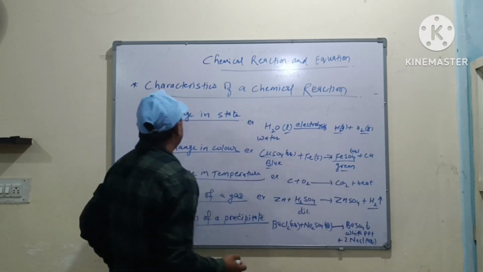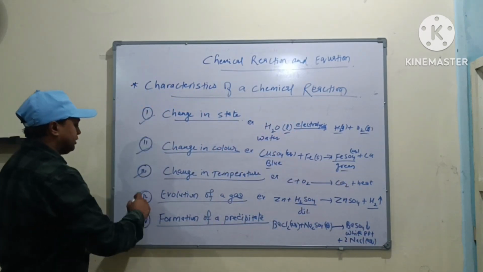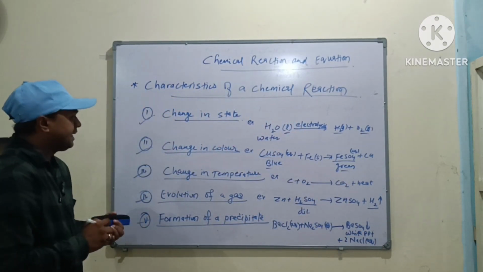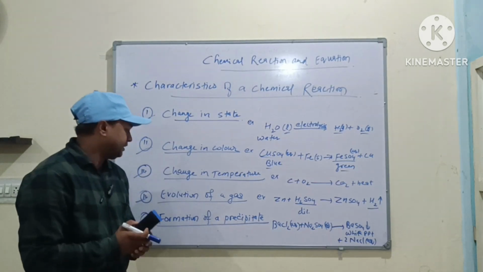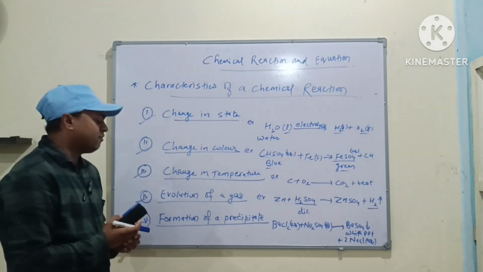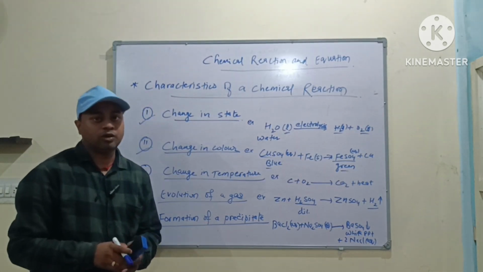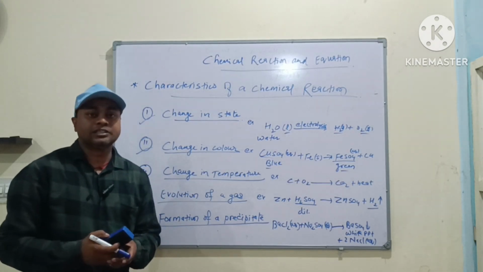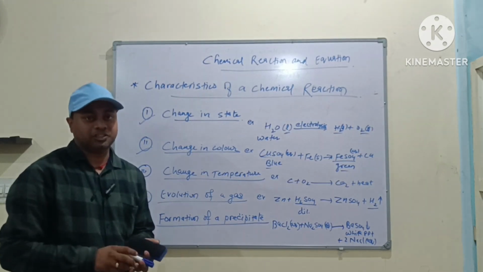So there are 5 characteristics of chemical reaction: change in state, change in color, change in temperature, evolution of a gas, and formation of a precipitate. In the next video we will discuss the different types of reaction.